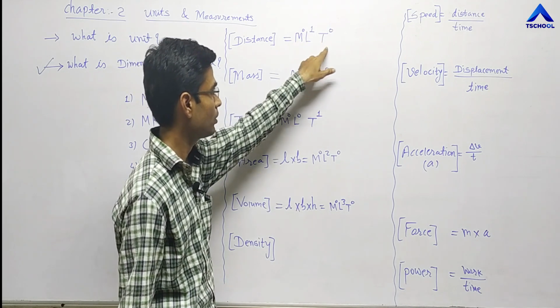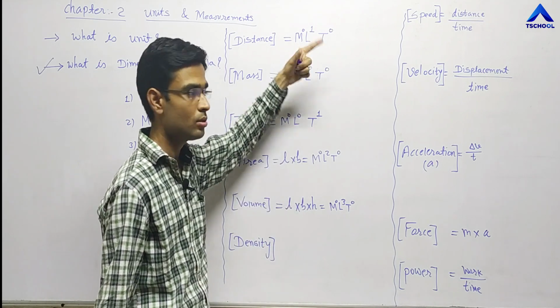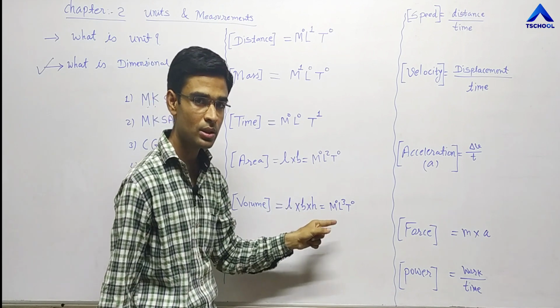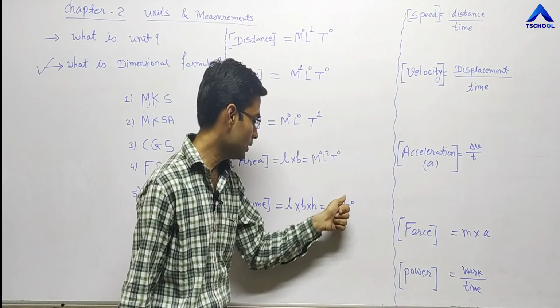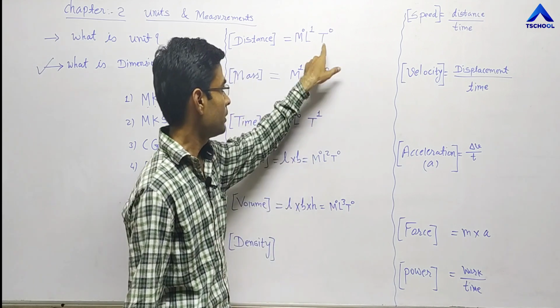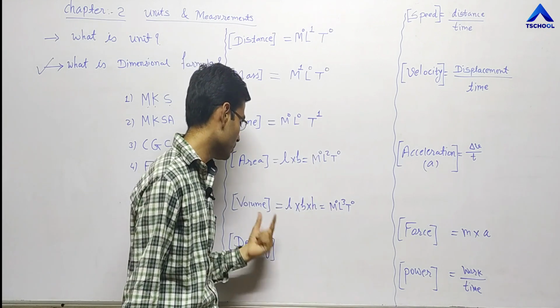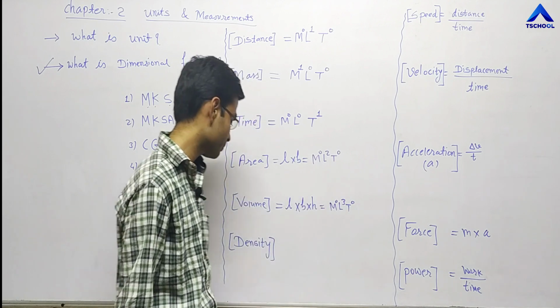M0 L1 T0, M0 L1 T0. The dimension of M is 0, and the dimension of L is L1, L1, L1, three terms in multiplication, so L3. The dimension of T is 0, means T0. The dimensional formula of volume is M0 L3 T0.